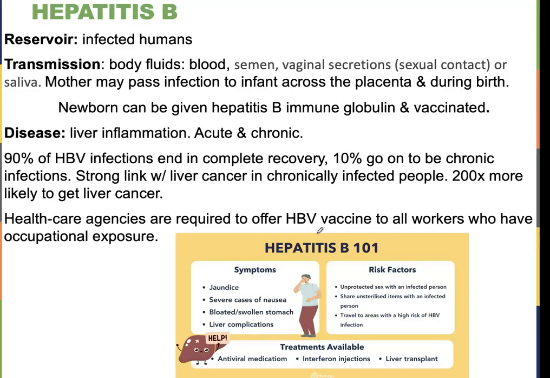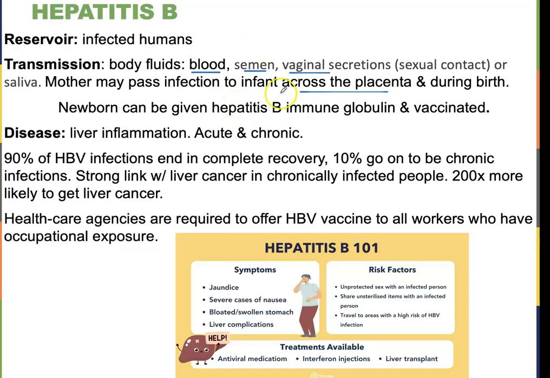For hepatitis B, this is going to be a little bit more serious. The reservoir is, again, humans. And Hep B is going to be more in the fluids. So the blood is going to have the virus, semen, vaginal secretions. So basically sexual contact, you can get Hep B. The mother can pass infection across the placenta. This is another one that can cross the placenta. And then we have during birth.